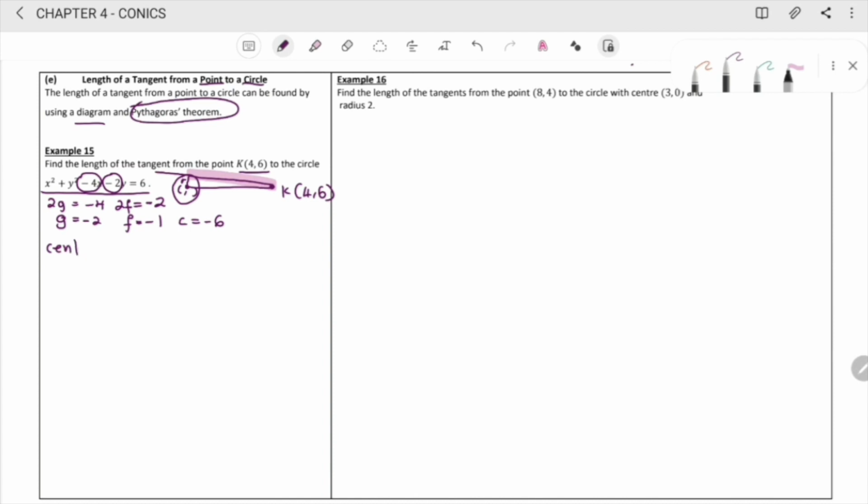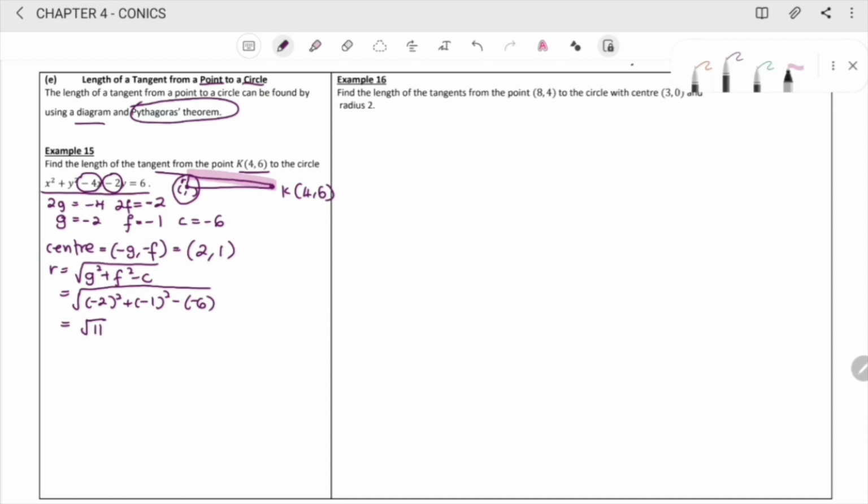And then our center for the general equation will be (-G, -F). So our center is 2, because they're negative, so here there is another negative, so it will cancel off, and it will be 1. So our R is the square root of G squared plus F squared minus C. That's the formula for R. So we have -2 for G and -1 for F, and C is -6. So you calculate, you will get square root of 11.